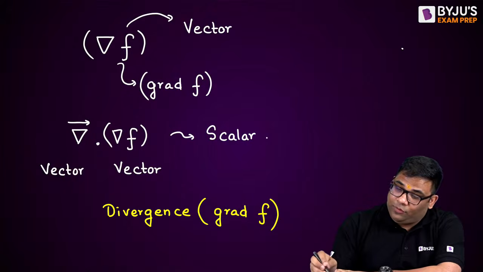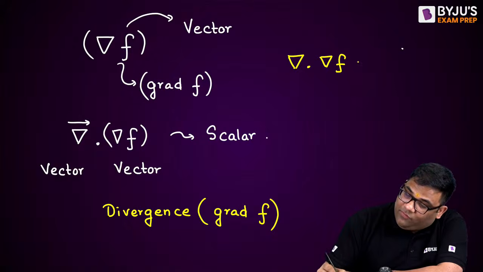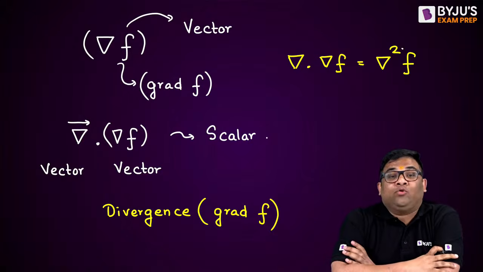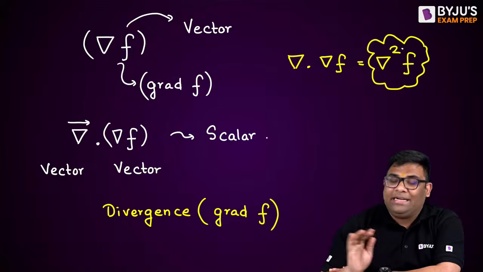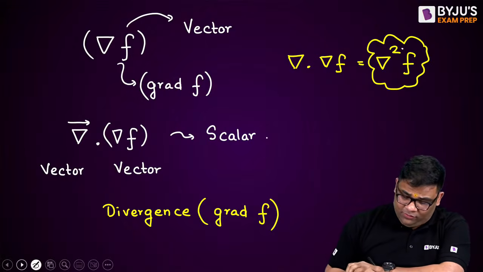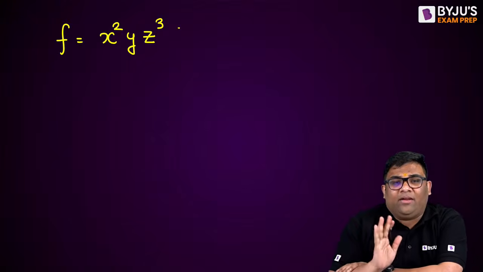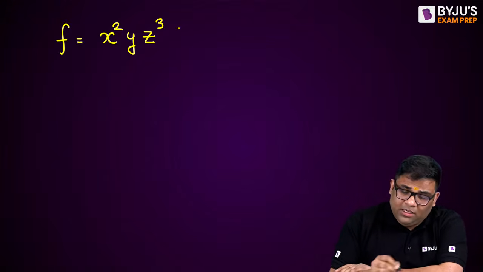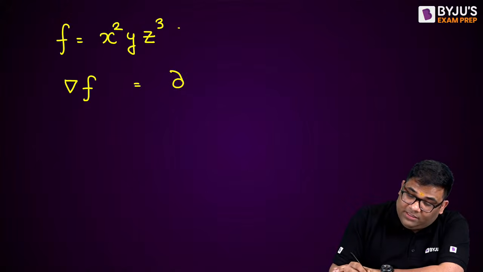Now, something more. This divergence of gradient of f is also written as del square f. How? Suppose I am writing a scalar function f as x square, then y, and then z cube. When I take the gradient of f, this will be the partial differentiation of del f by del x.